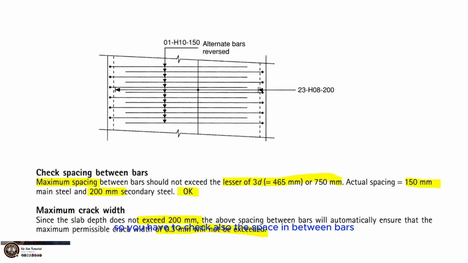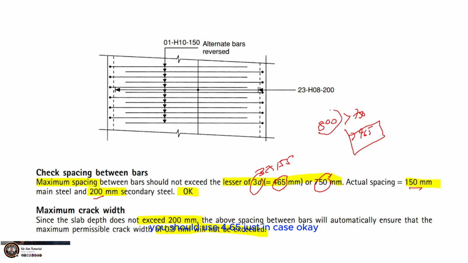So you also have to check the spacing between bars. It should not exceed 3 times d, which is 3 times the effective depth of 155, or 750, whichever is smaller. In our case, we have 150 and the secondary is 200. It's fine. It doesn't exceed 465 or 750. For example, if your spacing is 800, it exceeds 750 and is greater than 465. So what spacing are you going to use? You should use 465 just in case. But since we have 150 and 200, it's fine.